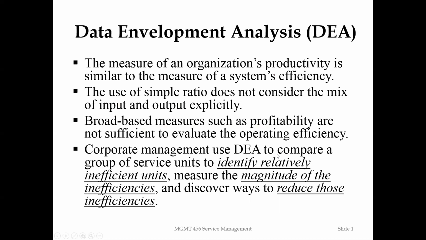Corporate management often uses DEA to compare a group of service units, for example, fast food restaurants, Burger King, right? You can use this procedure to assess different units to see which one is doing a good job. You can use the process to measure the performance of different managers. So we use DEA to identify relatively inefficient units, measure the magnitude of inefficiency, and discover ways to reduce those inefficiencies. This is the basic concept of DEA. Next, we are going to look at a particular example and see how we can perform the DEA procedure.